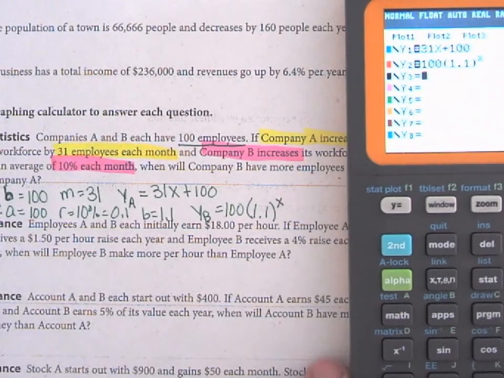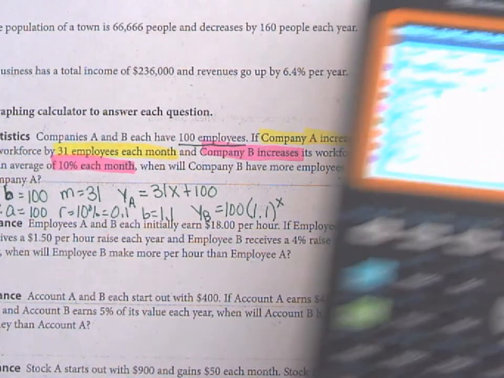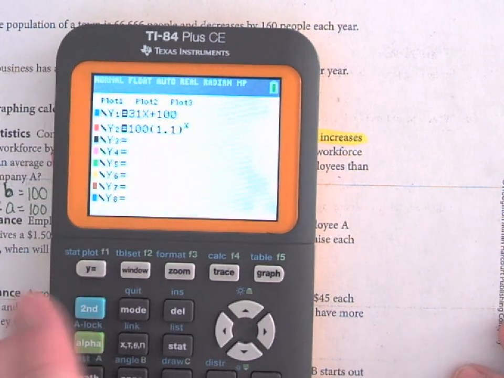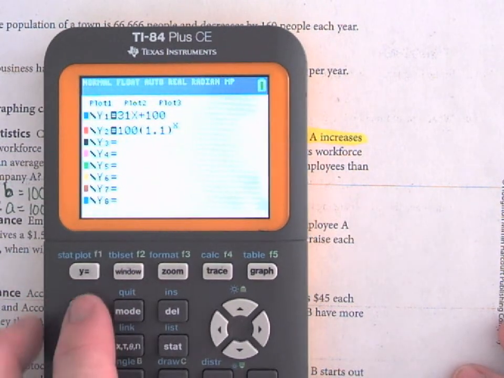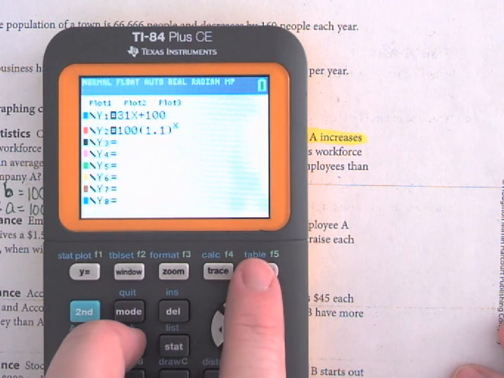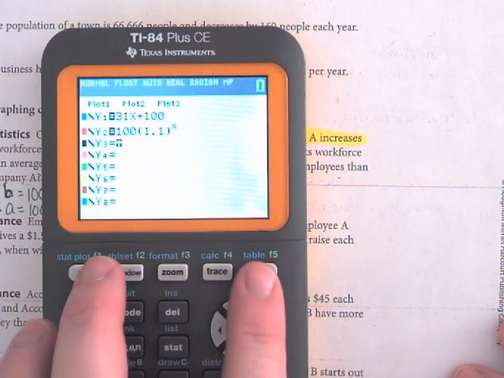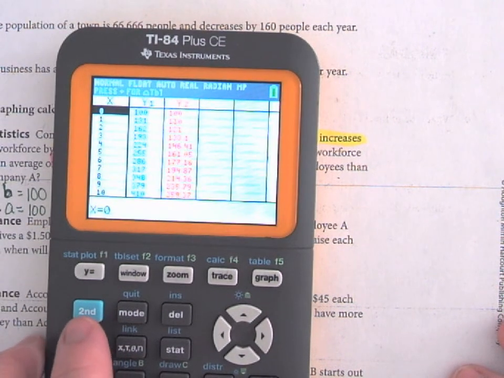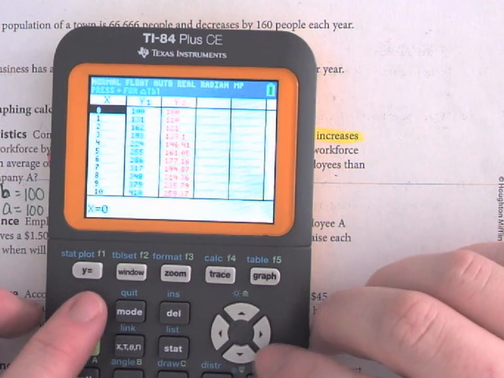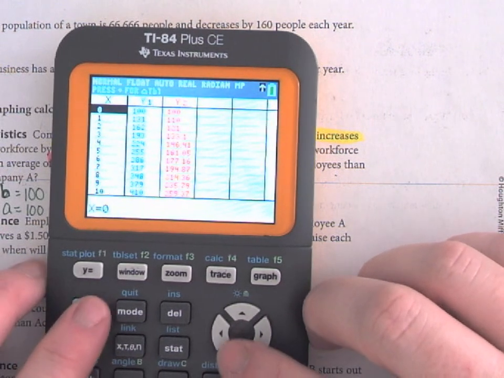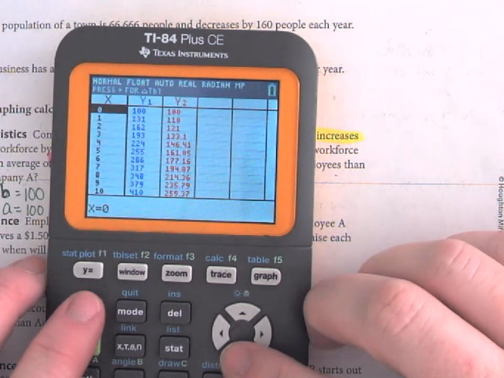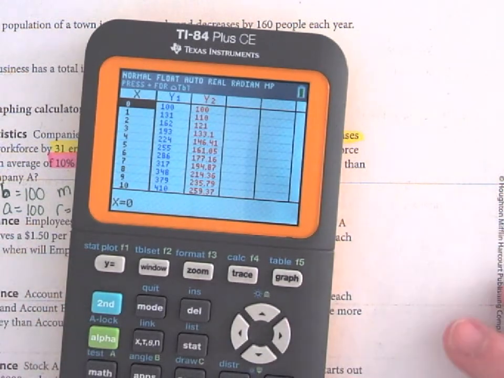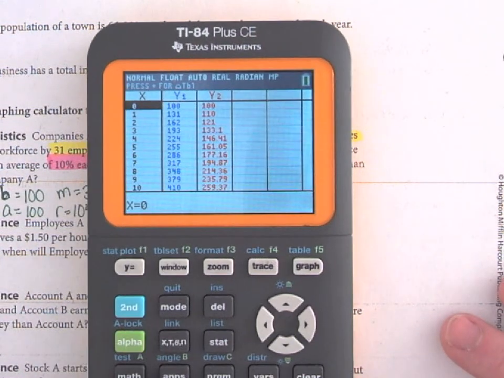All right, and I want to know when company B is going to have more than company A. So I'm going to use my table. You can also use your graph. For the table, I hit the second button and then the graph button, and it shows me a table. Let me make it a little bit easier to see. There we go. So you see, they start out both at 100.